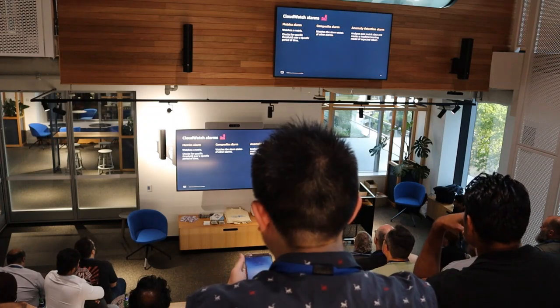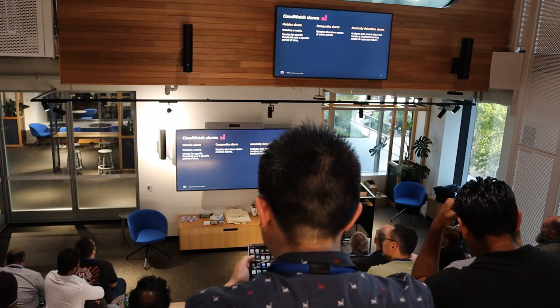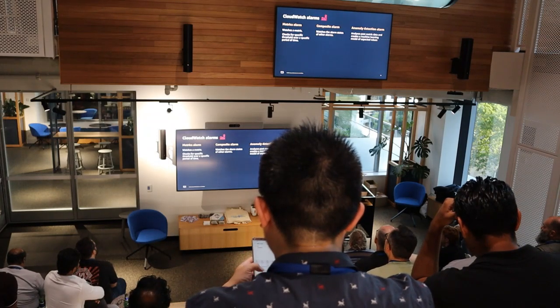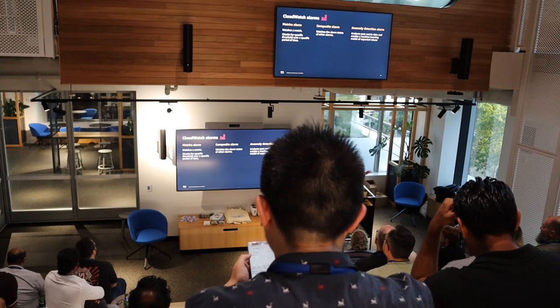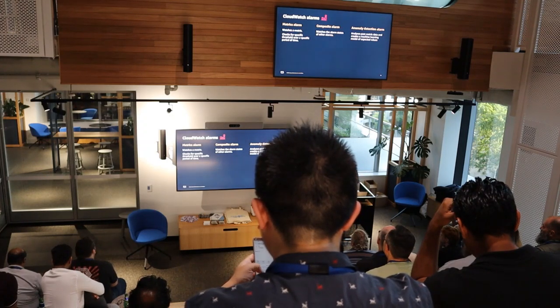You can also do composite alarms, which combine multiple alarms together. And you can do anomaly detection alarms, which actually use machine learning to look at your historical data and work out a common pattern of what your data should look like, and if it falls out of that pattern, then it can raise an alarm.